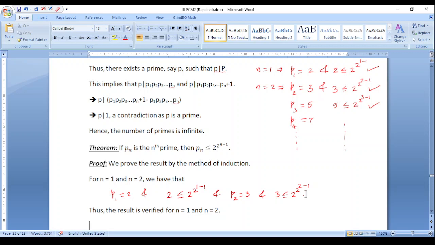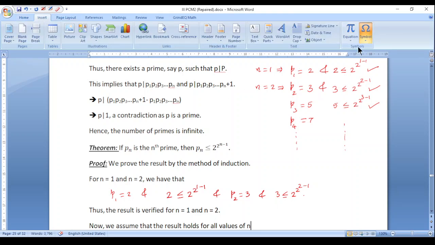Okay. Next, we assume that the result holds for all values, of course, all values of n. Here, n is obviously a positive integer that need not be said as such. So we'll assume that the result holds for all possible values of n less than or equal to a particular k as such. Okay. Now, what do you mean by that?